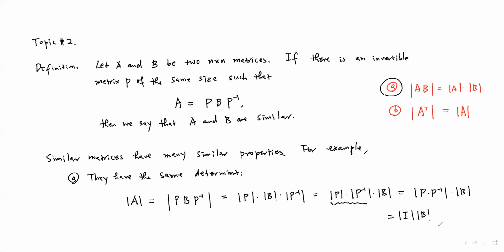You can view identity matrix as a triangular matrix. Determinant of a triangular matrix is the product of the main diagonal entries. So determinant of identity matrix is 1, so equal to B. So therefore, when A and B have this equation, A and B, they have the same determinant.